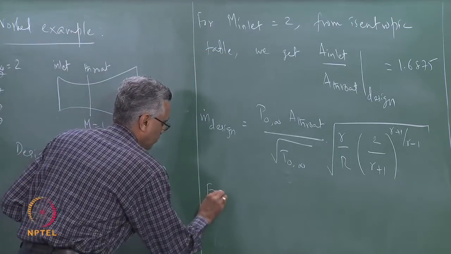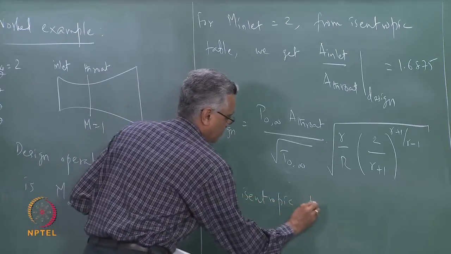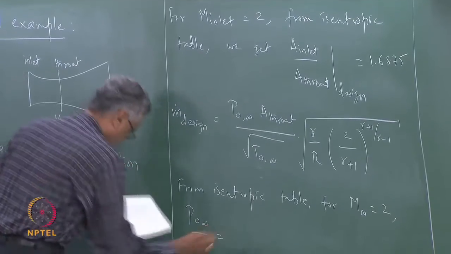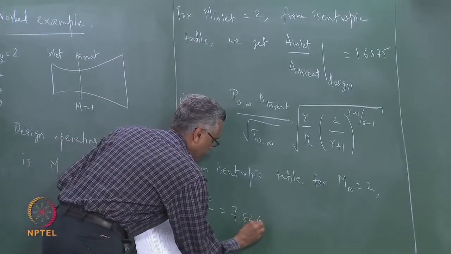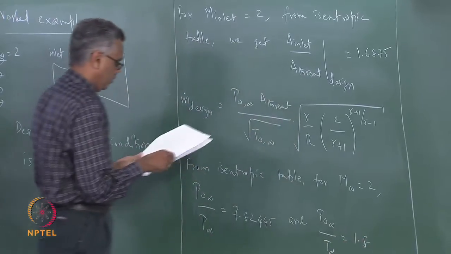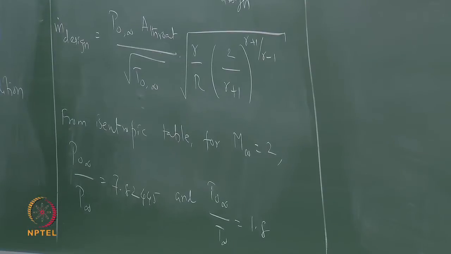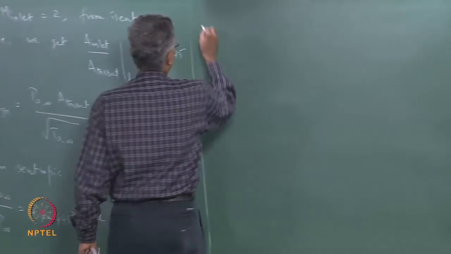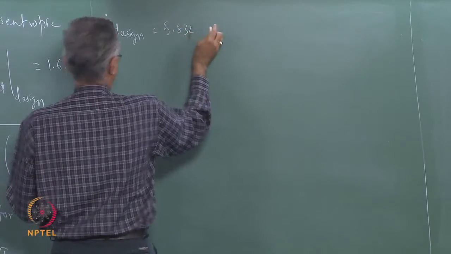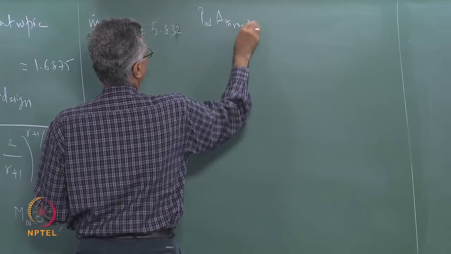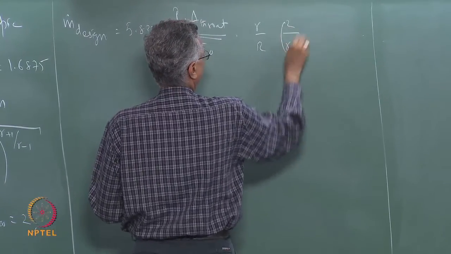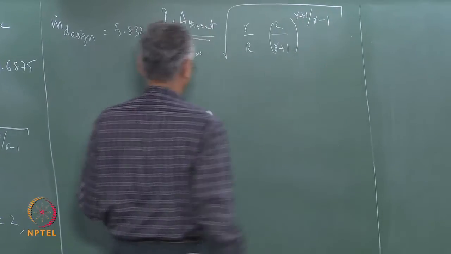So, from isentropic tables, for m infinity equal to 2, I can retrieve the following quantities: P0 infinity over P infinity is equal to 7.82445 and T0 infinity over T infinity is equal to 1.8. So, if I plug in these values here, I get m dot for the design operating condition as 5.832 times P infinity A throat divided by square root of T infinity times gamma over R 2 over gamma plus 1 raised to the power gamma plus 1 over gamma minus 1, square root of that.